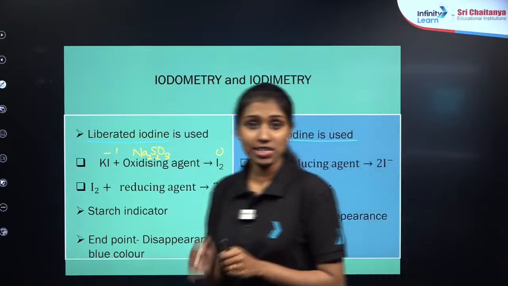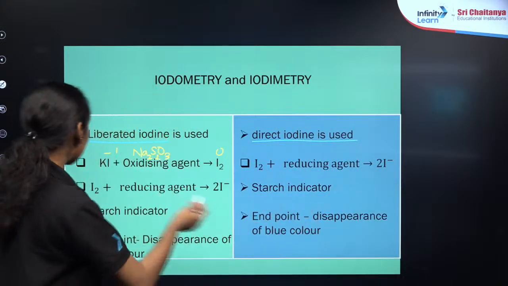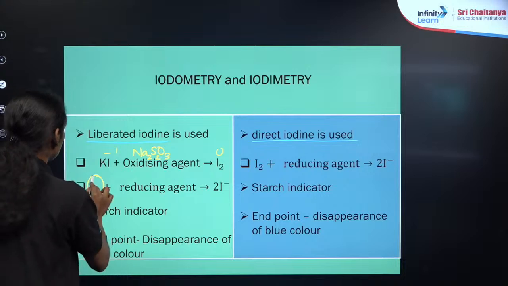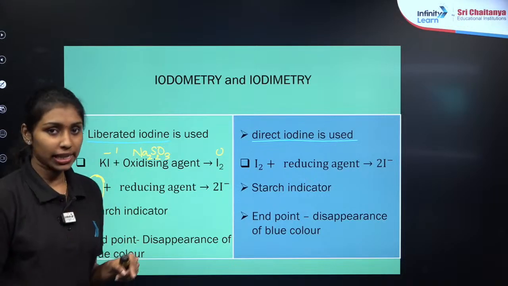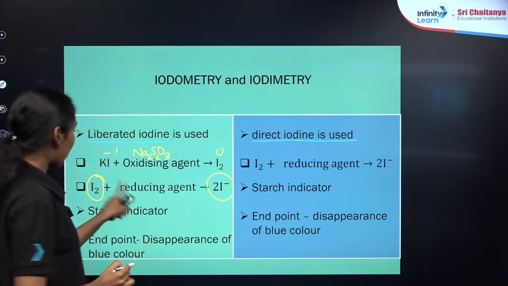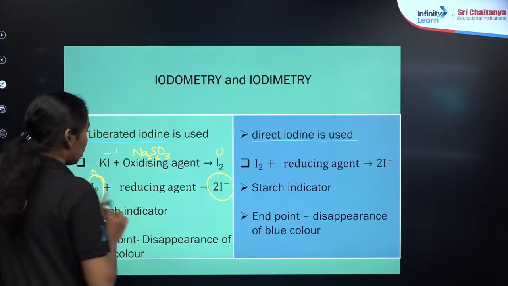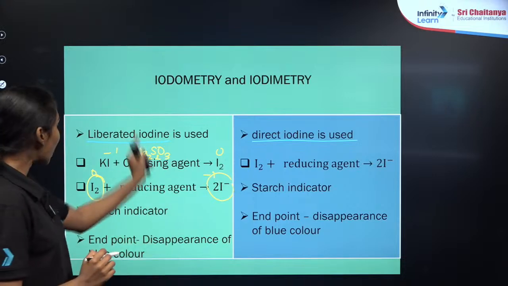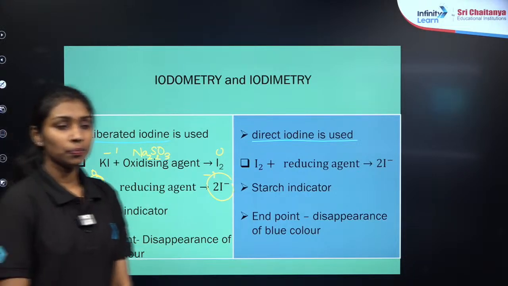Then what will happen in the second step? The liberated iodine reacts with a reducing agent to form I minus. That is, a reduction is happening here from 0 to -1. These are the two reactions happening in the case of iodometric titration. Clear?